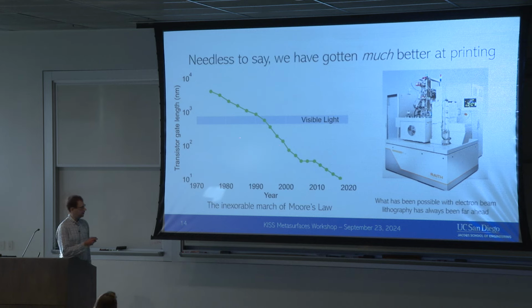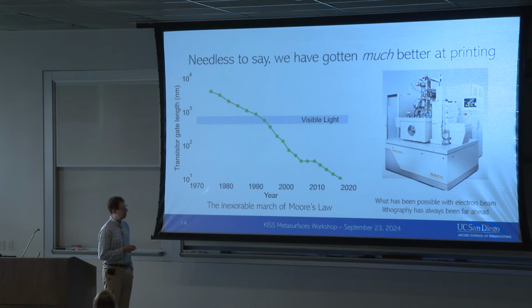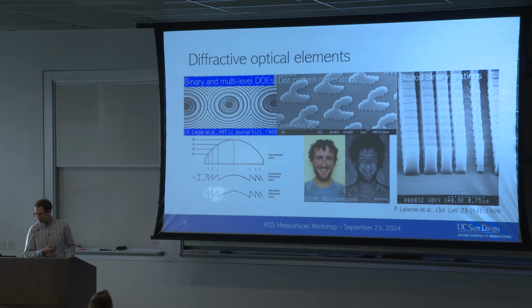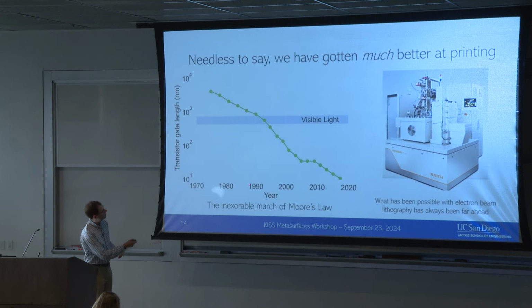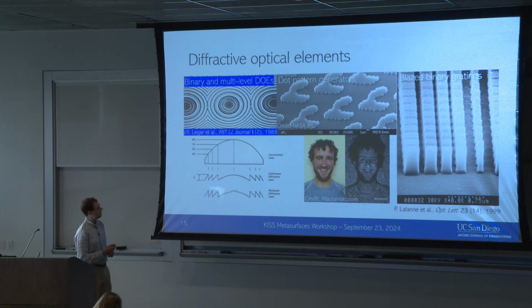The trend of this high volume application for transistor fabrication has meant that there is more and more equipment available for producing extremely small features, smaller than the wavelengths of light. So this was not newly realized with metasurfaces. This has been known for a very long time. And there was a field that developed in this time frame when the lithography was getting good enough to match the wavelengths of light, known as diffractive optics.